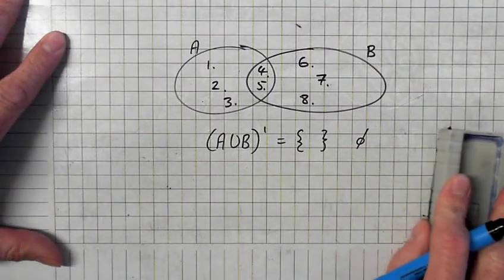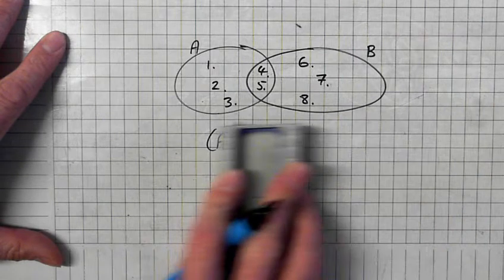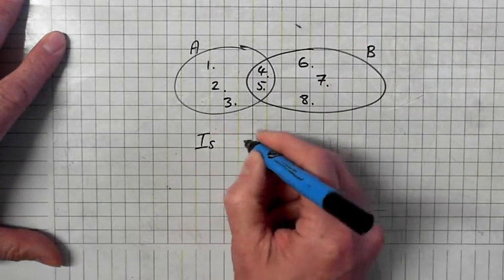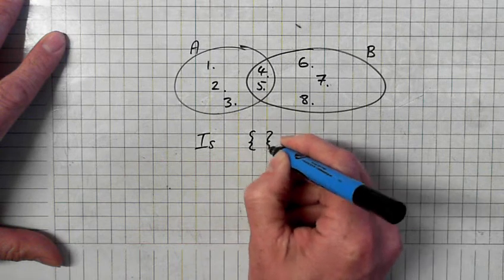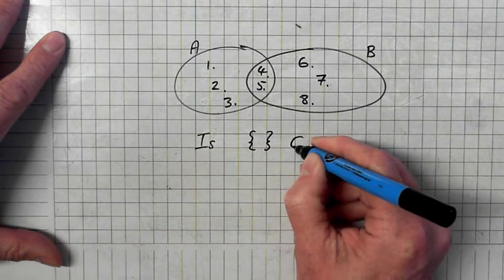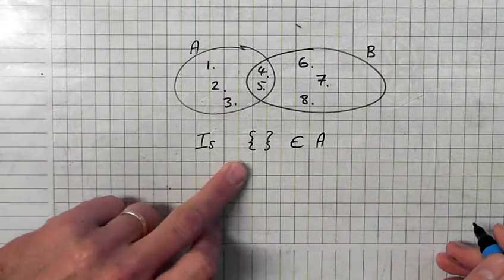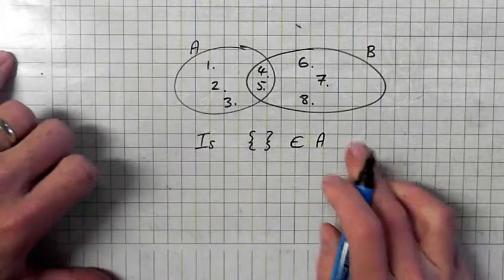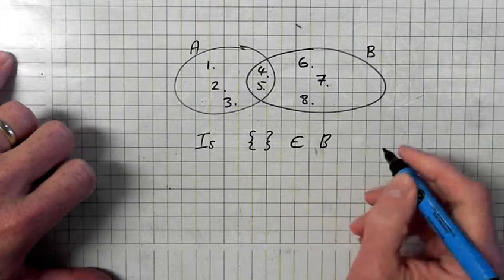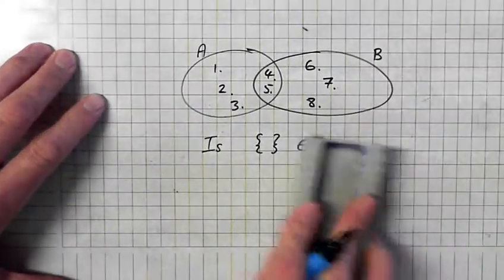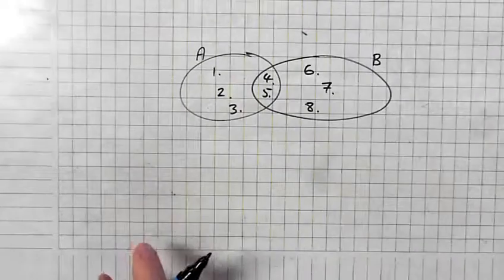Alright. Here's a question I forgot to ask. Is the null set an element of A? Yeah, true. The null set is an element of everything. Is it an element of B? Yeah. So, okay. That's fine.